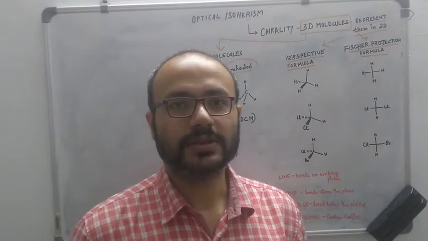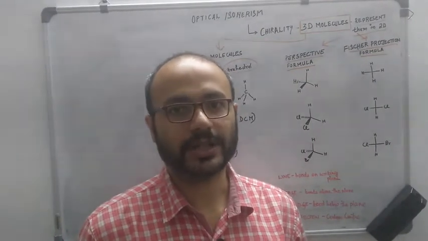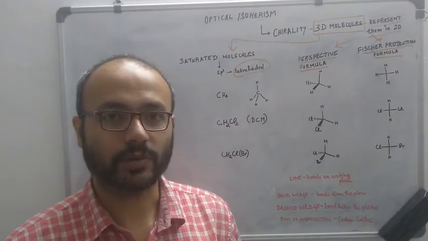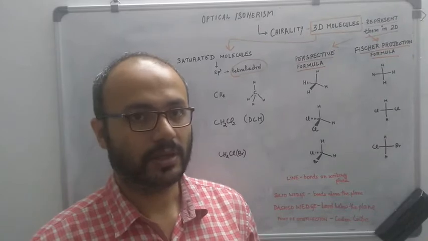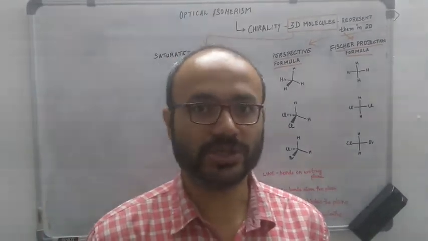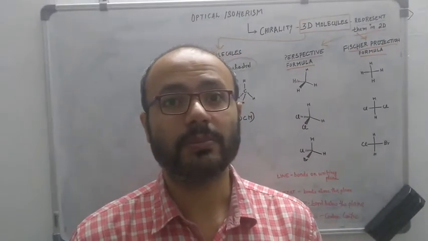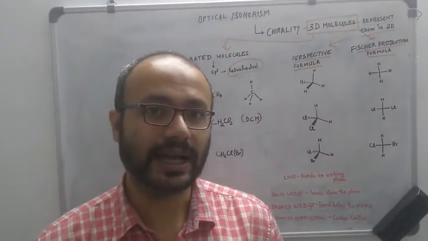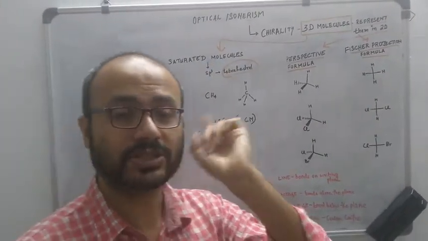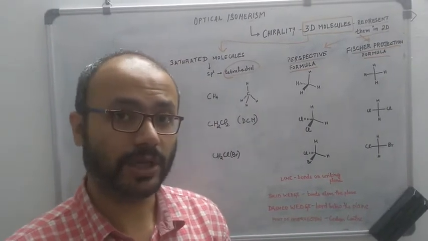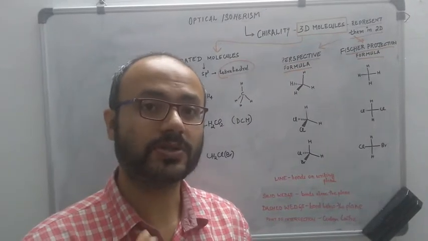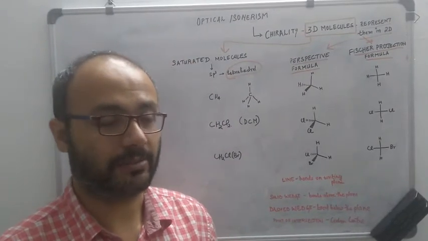Good morning, everyone. So today we will continue with our discussion on optical isomerism. In the previous class, we tried to define what we mean by optical isomerism, according to which we defined optical isomerism to be a phenomenon in which stereoisomers are able to rotate plane polarized light by a certain angle. Such a phenomenon is shown only by molecules which possess the property of chirality, that is, non-superimposability of the mirror image.